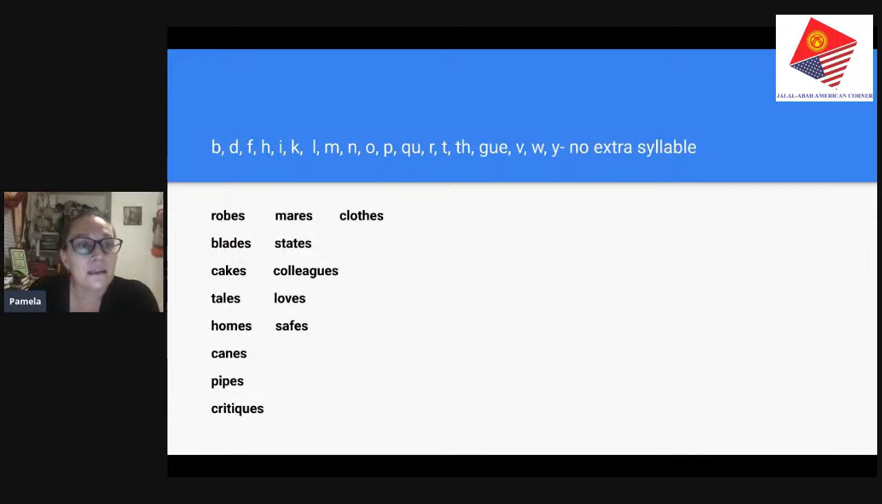Then we have plurals. Another common mistake is to add an extra syllable when there really isn't one with the -es. Sometimes you do, sometimes you don't. This applies to a noun plural or a verb in the simple present for third person.